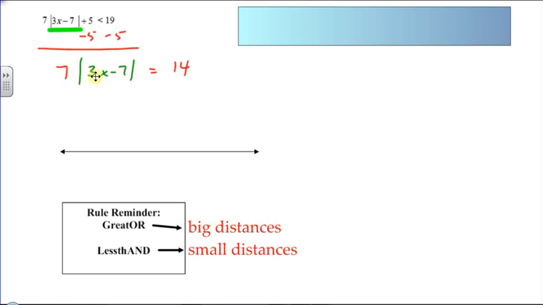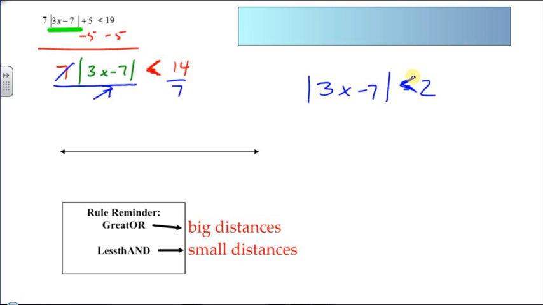We want to get that green thing all alone. It's being multiplied by 7. We're going to undo that by dividing by 7 on both sides. And now my algebra leaves me with the absolute value of 3x minus 7 is equal to 14 divided by 7, which is 2. And now we're ready to split, but I did something here I should not have done. It's an easy fix. You see that less than sign? I, by mistake, turned it into an equals. So we're going to fix that. And so it's still going to be a less than sign when we get to here.